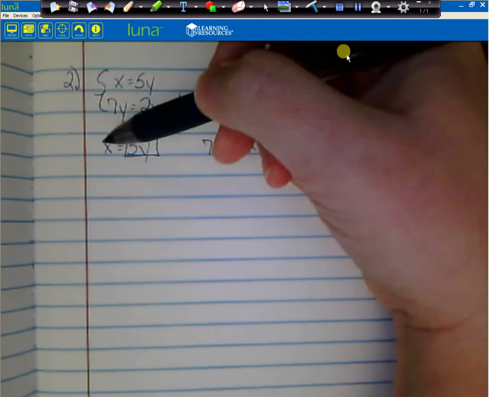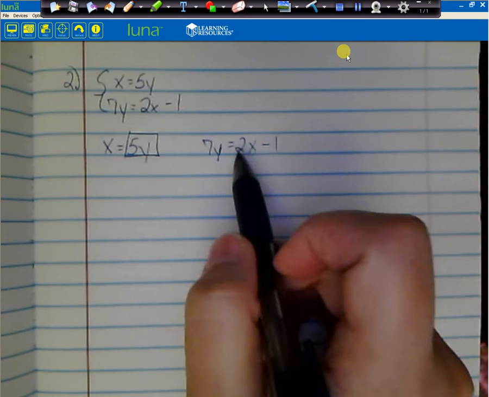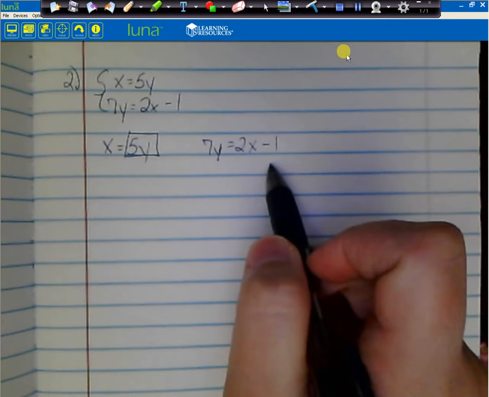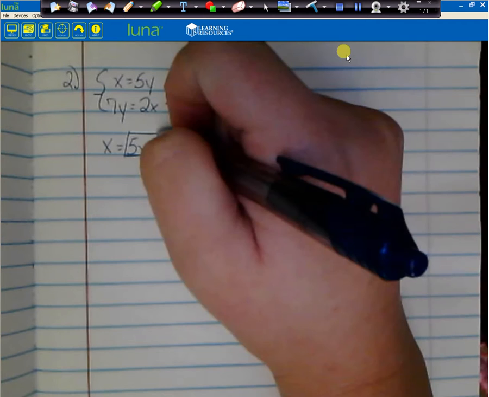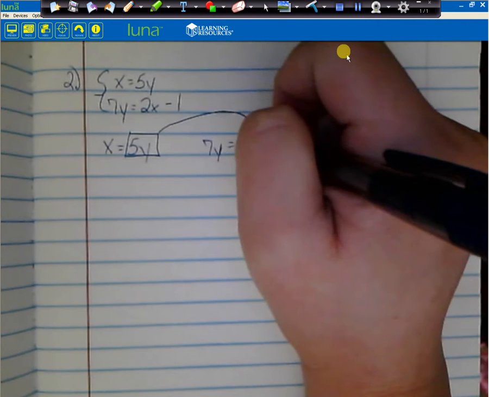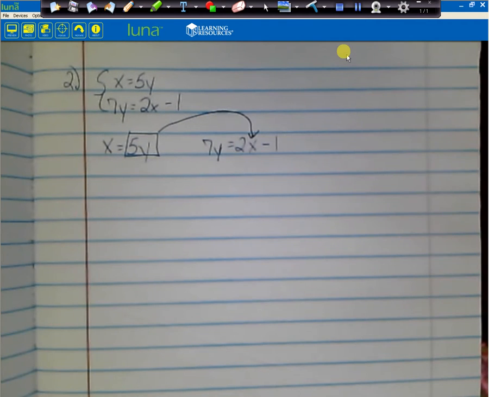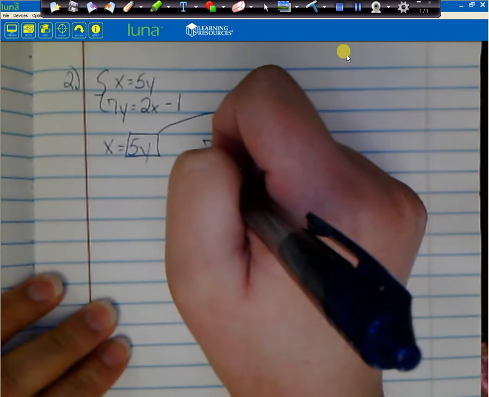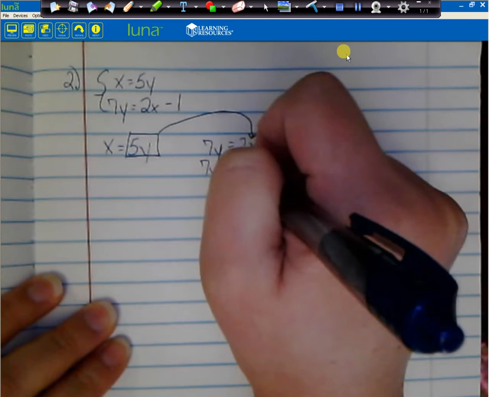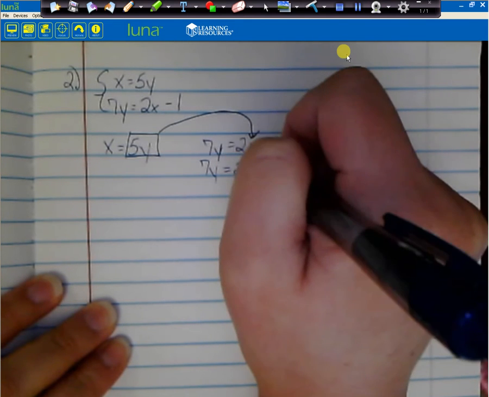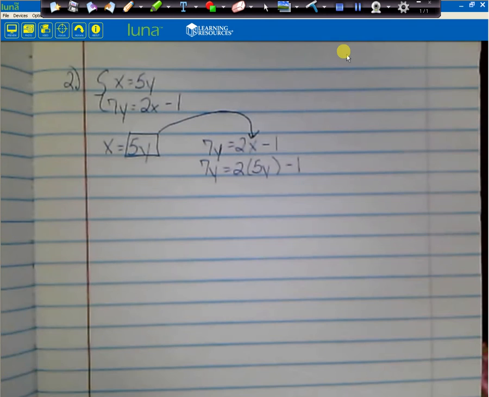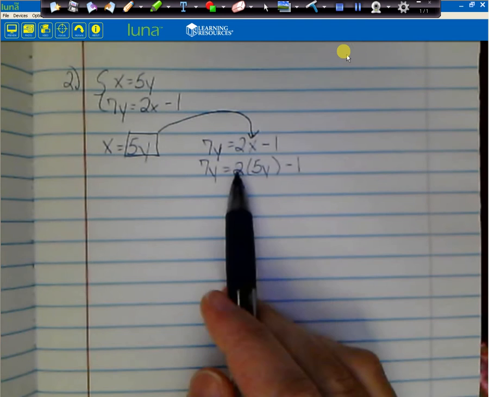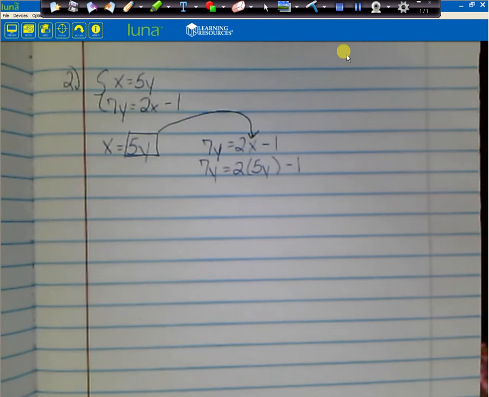So here, since it's my x that's being solved for, I'm going to find the x in this other equation over here, and I find it right here. So I'm going to draw an arrow from my box to that x to show that I'm going to substitute in 5y for x, or replace it. So I'm going to say 7y equals 2 times 5y minus 1. I went ahead and put parentheses around that because it's saying 2 times x, so I want to say 2 times 5y.